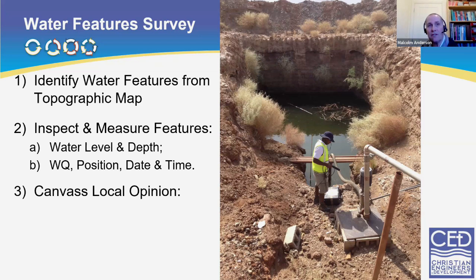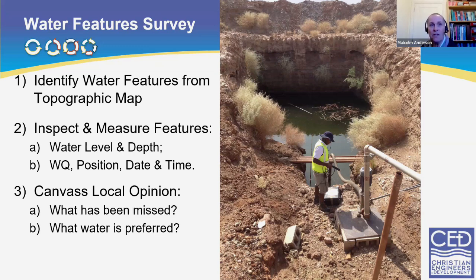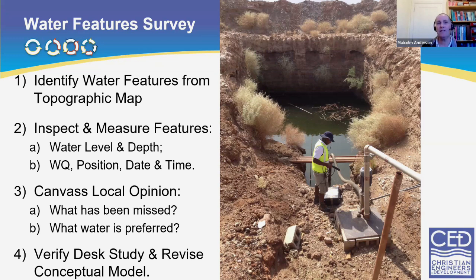Another very important task is to canvass local opinion. Usually the locals know a fair amount about their water supply and what's available, and if there's any misinformation in your desk study, they'll be happy to put you straight. So questions to ask are: what has been missed? What water is preferred? And then verify the desk study and revise the conceptual model that you established at the desk study stage. And that's essentially it. That's a water feature survey. So there's no point in spending too much time on it. I think most of that is self-evident engineering work.